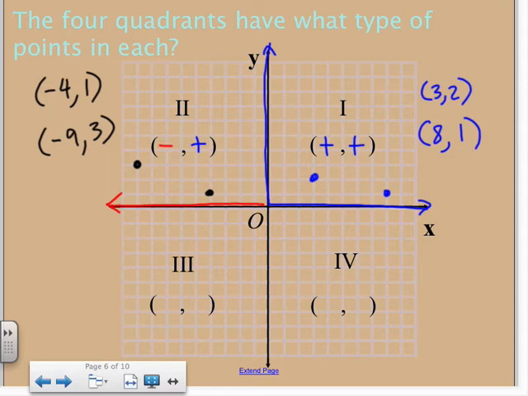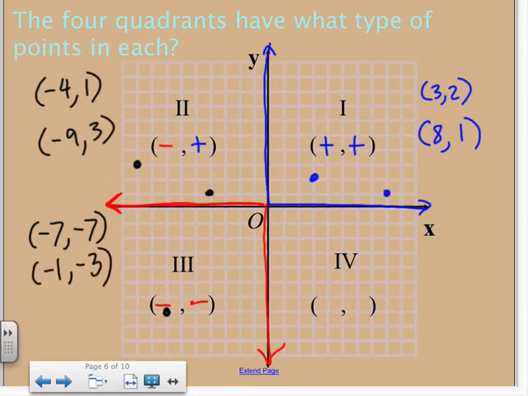In the third quadrant, we still have all of the x values are negative, but now also the y values are negative. So anytime you have a negative, negative, so (-7, -7), for example, that would be in this third quadrant. So 1, 2, 3, 4, 5, 6, 7, and then down 1, 2, 3, 4, 5, 6, 7. (-7, -7) would be right there. Or maybe you had (-1, -3), which would be right there. Okay, so negatives are in the third quadrant.